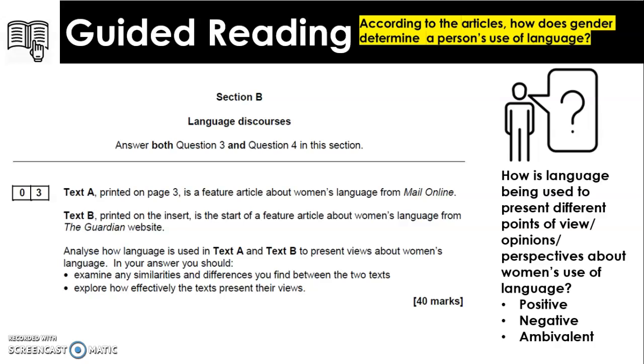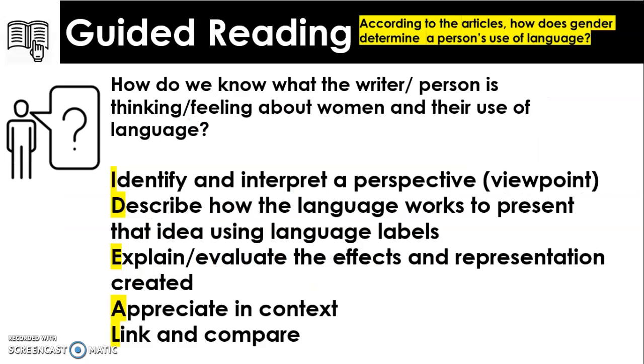Okay, my darlings, and just to remind you that sometimes paraphrasing a task, putting it into our own words, checks we understand it. So here's my paraphrase of what we're actually being asked to do. We're being asked to look at how language is being used to present different points of view, different opinions, different perspectives about women's use of language. And that could be positive, negative, or ambivalent. Okay, and that's what we're going to practice.